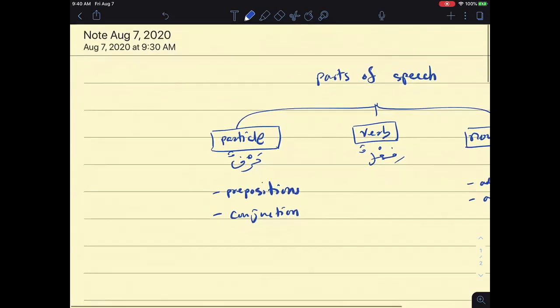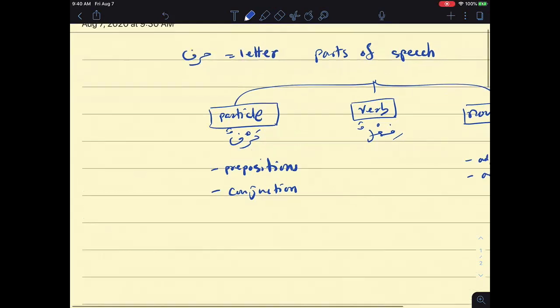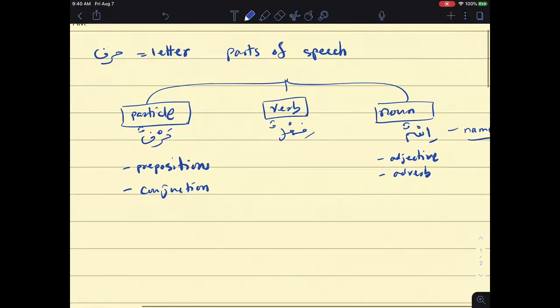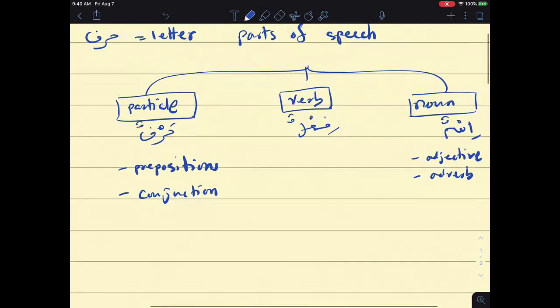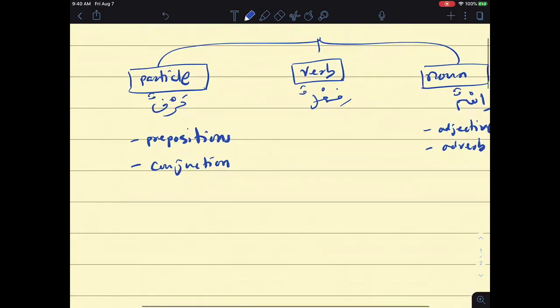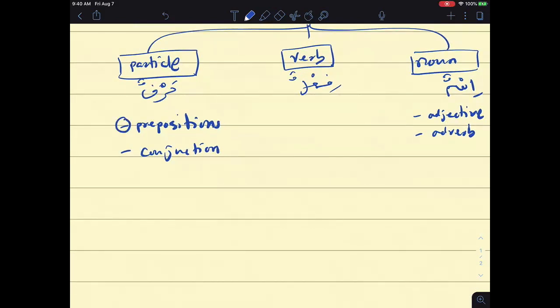Now, you probably remember harf also means letter, right? Harf also means letter. So it's not quite the same here; when we talk about parts of speech, we mean something else. One of the interesting definitions of harf is that they say it is something that is not a noun and not a verb. So if something is not a noun and not a verb, it's called harf. Anyway, for us, if we understand that harf is something like a preposition and conjunction, for now, it's fine.